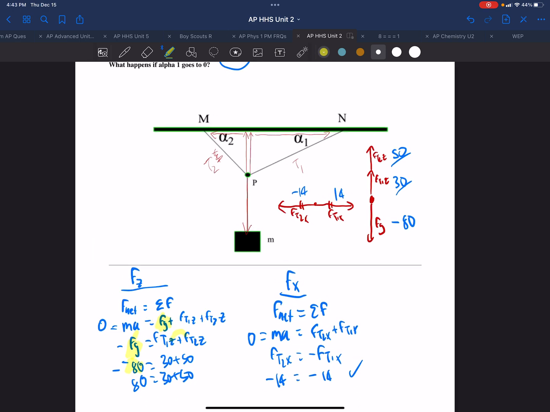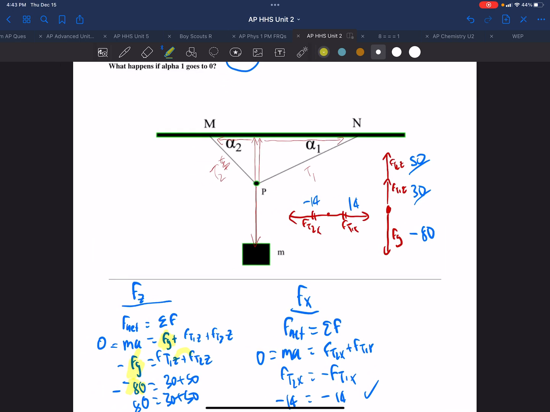So the next question we have to investigate here is, what happens if alpha 1 goes to 0? What if we keep taking this string right here and pulling it farther and farther in this direction so the angle decreases? Now let's see what effect that has. In doing that, it makes Ft1x increase. We know the dimension gets larger.